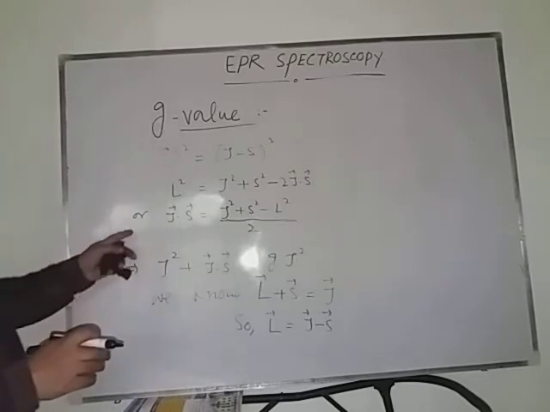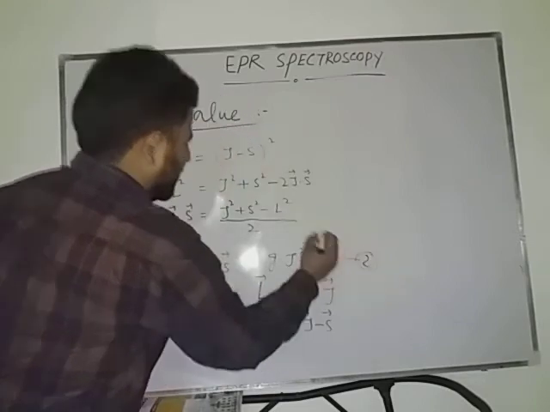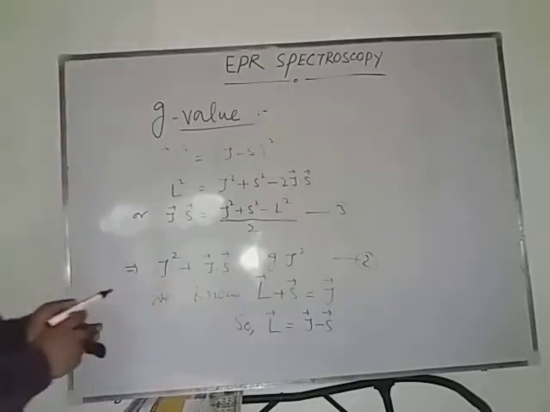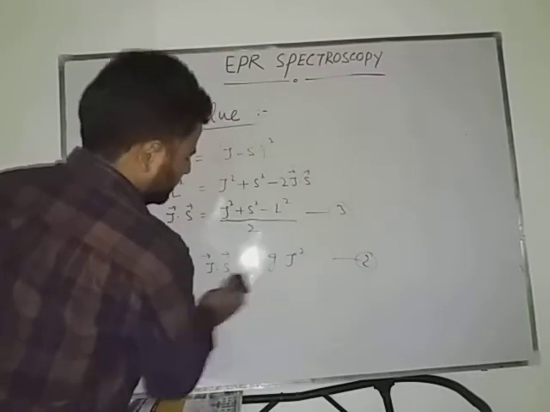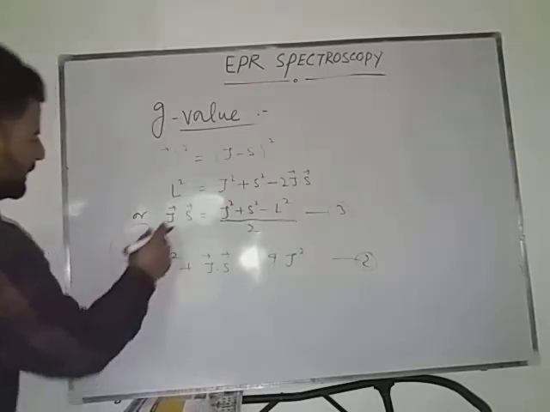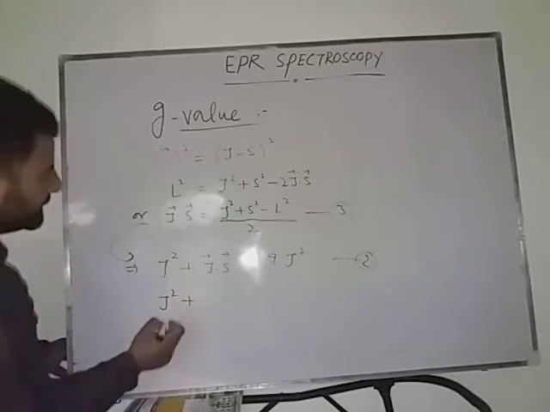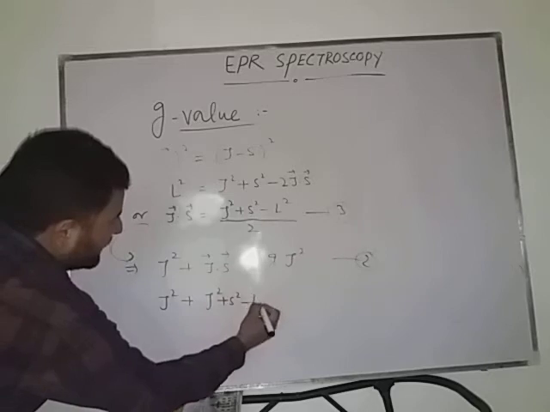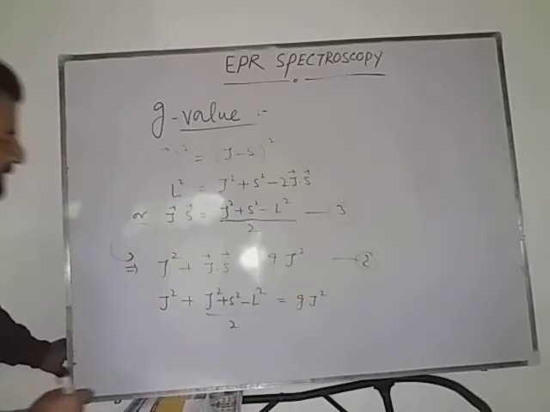Okay, now we will put this J dot S value in this equation. For example, this is equation 2 and this is equation 3. We will put equation 3 in equation 2. Now what will we get? Putting equation 3 in equation 2, instead of J square we will write J square plus, for J dot S, we will write J square plus S square minus L square divided by 2, is equal to gJ square.